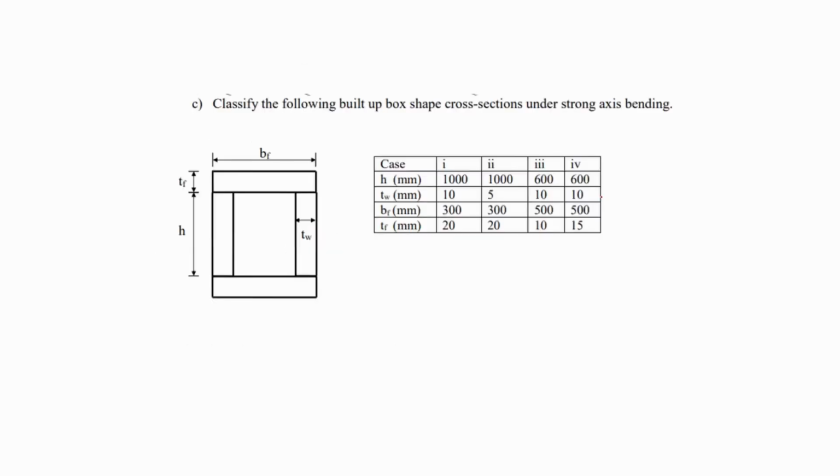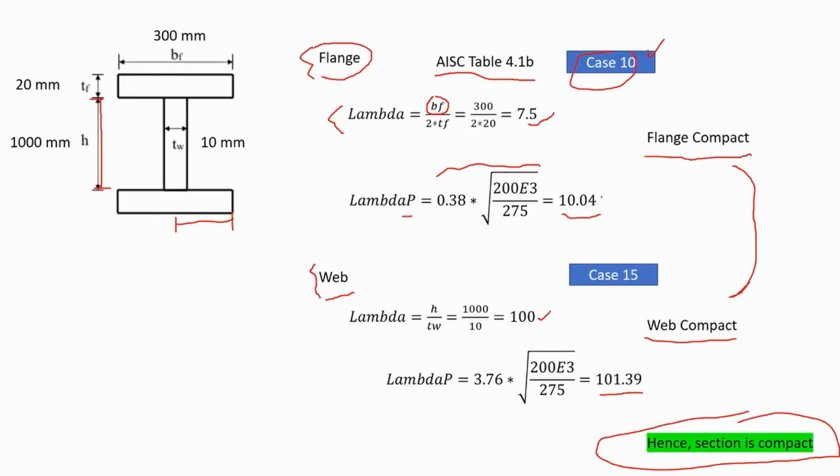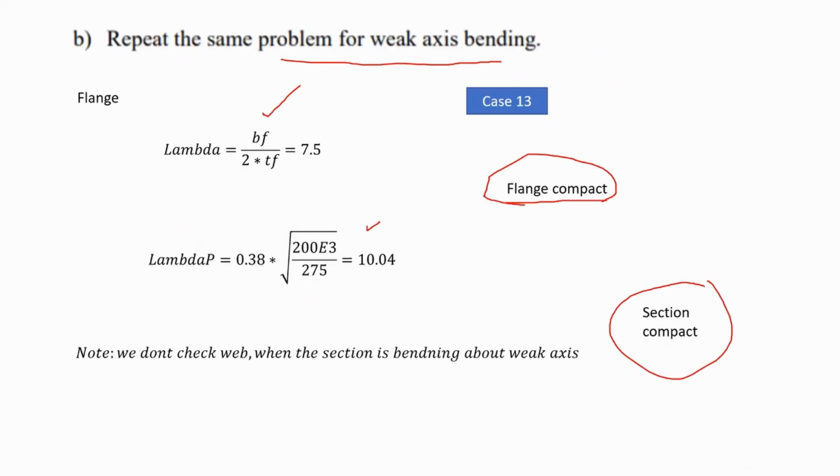Okay, now, do we have any questions? Yes, Madam, can you explain why we don't check for web? Can you say it again, please? Can you explain why we don't check for web in the minor axis? Briefly. I couldn't really understand. Why we don't check for web in bending about weak axis?